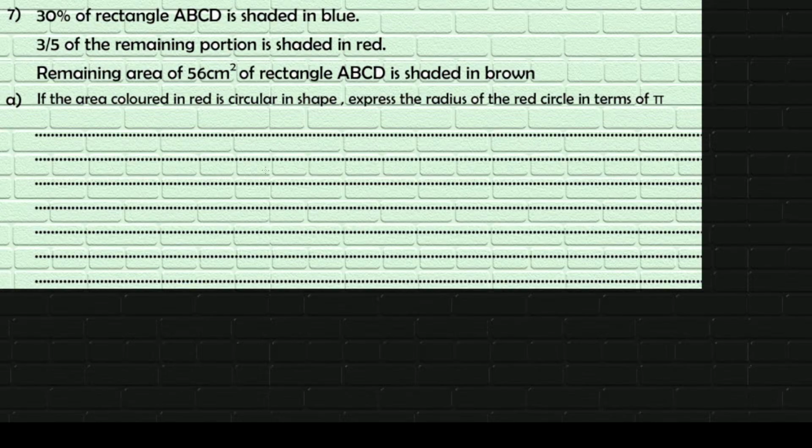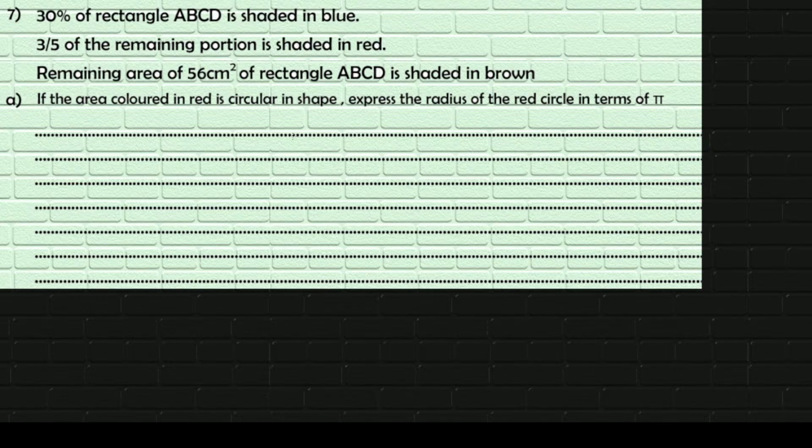Question 7. 30% of rectangle ABCD is shaded in blue. 3/5 of the remaining portion is shaded in red. Alright. So question A. If the area colored in red is circular in shape, express the radius of the red circle in terms of pi.